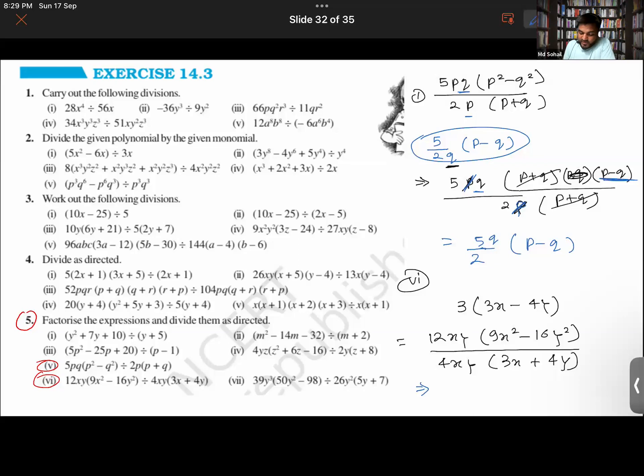Okay, 9x square minus 16y square. So how can we write it? It's in the form of a square minus b square, right? Arhan, that's what you must have done. It will be 3x square minus 4y square upon 3x plus 4y, right?